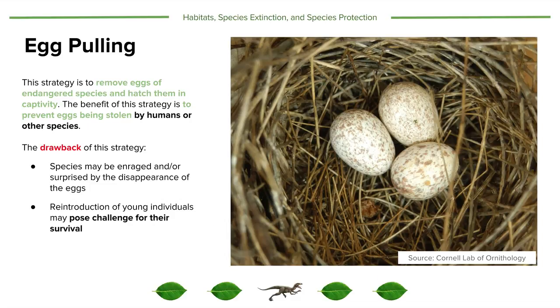We have other strategies such as egg pooling. The eggs are sometimes very fragile, and there's a risk of them being stolen by humans or other species. So what we do is we pull out the eggs and we hatch them in captivity, and after they are hatched, we release them back to the wild. The drawbacks are that we may not have enough funding, and this may enrage the species.